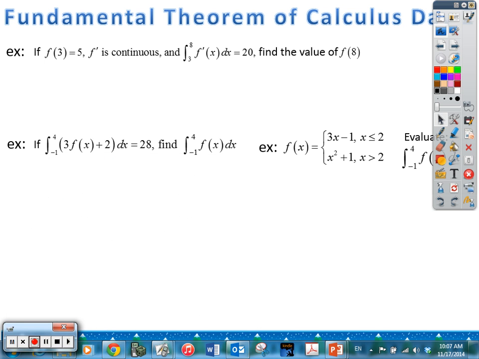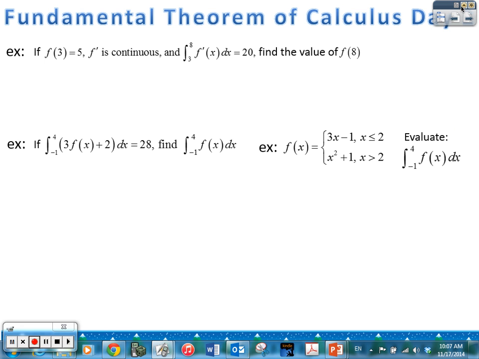All right, let's take a look at today's lesson. This is a continuation from Friday's lesson on the fundamental theorem of calculus. We have some additional problems to work through just to make sure we have a pretty good handle on the concept. So let's take a look at the first problem. The first one is an abstract problem like the ones we were doing on Friday.